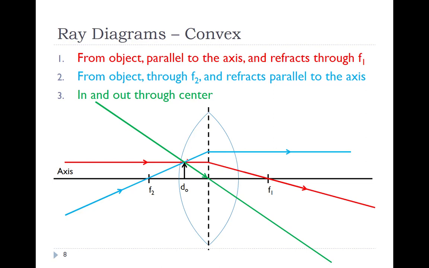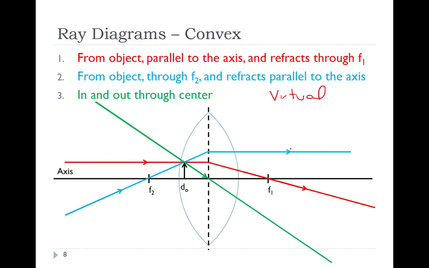Notice that all the rays coming in cross at the top of the object, but our 3 outgoing rays on the right-hand side of our lens in this case do not cross. Therefore, we do not get a real image, we get a virtual image. Okay, so this image is going to be virtual.